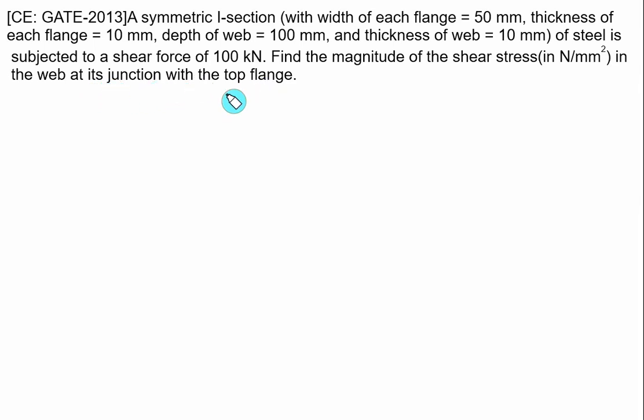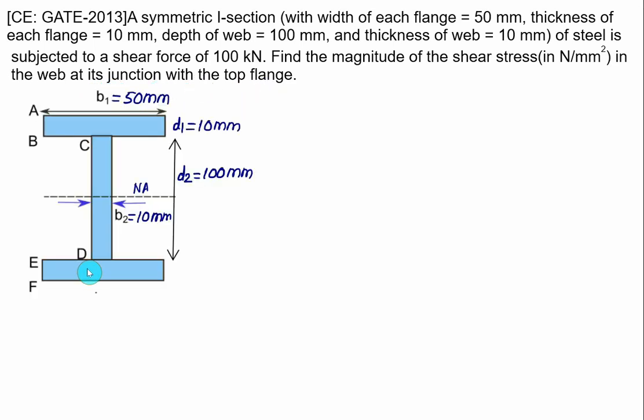top flange. So this figure represents the symmetrical I section, and the width of the flange is 50 mm and the depth is equal to 10 mm for the web. The depth of the web is D2 equal to 100 mm and the width B2 equal to 10 mm. Because of a symmetrical section here, we can locate the neutral axis. Neutral axis is a distance equal to 50 mm from B. So position B from neutral axis is D2 by 2, that is equal to 50 mm.